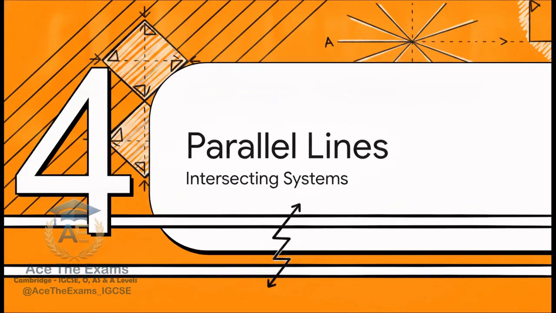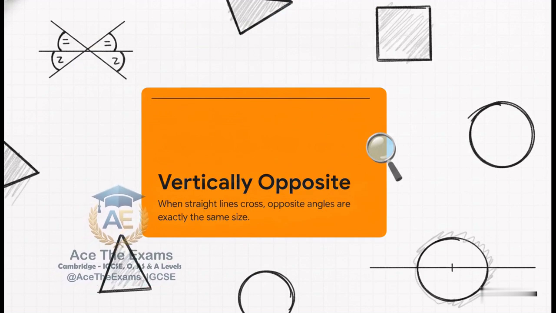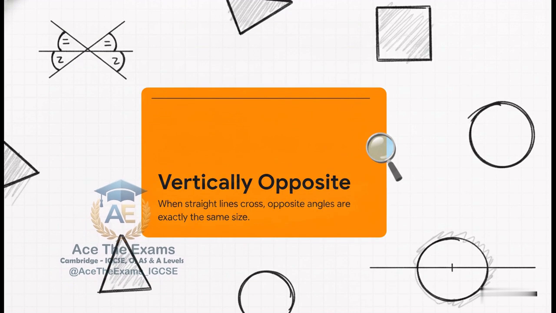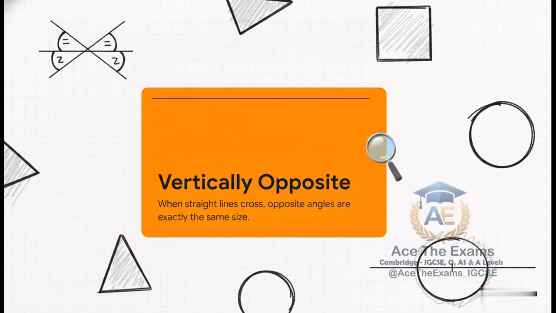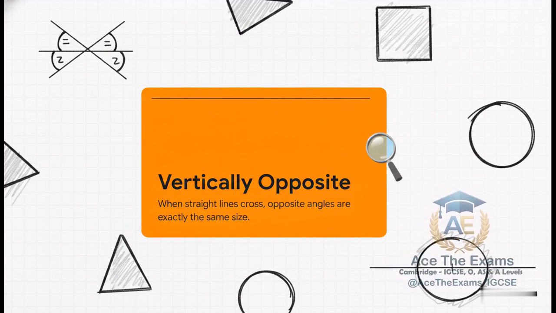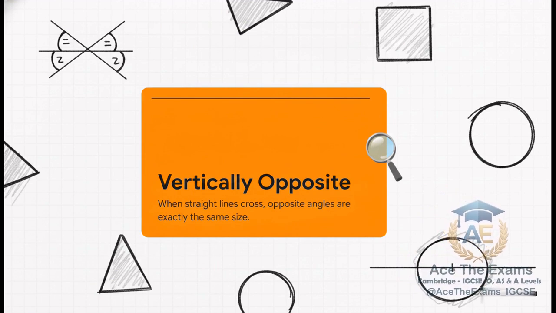Moving on to Section 4, Parallel Lines. This is where we look at intersecting systems, and this is typically where the difficulty ramps up in the exam papers. First up, imagine 2 straight lines crossing each other, kind of like an open pair of scissors. This intersection creates what we call vertically opposite angles. Because angles on a straight line always add up to 180 degrees, it naturally guarantees that vertically opposite angles will always equal each other. Think about the symmetry of it.